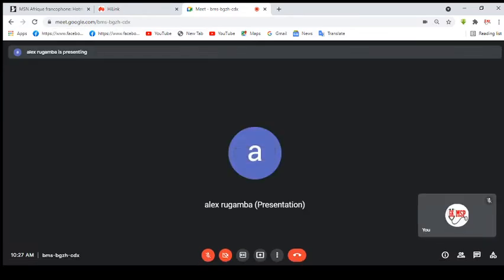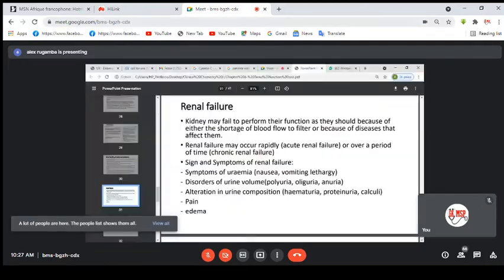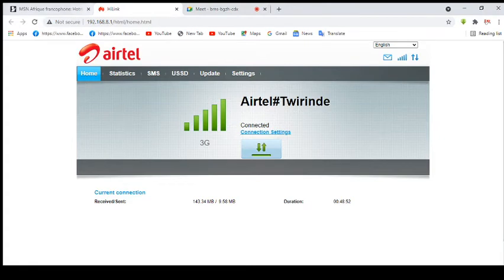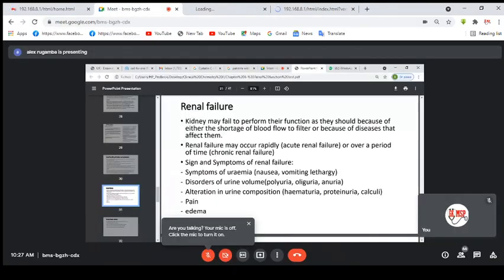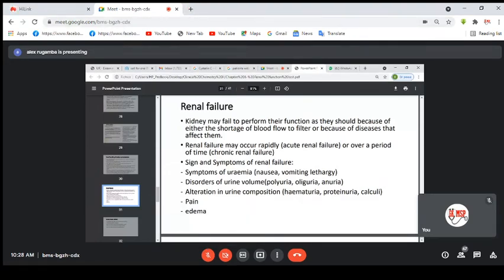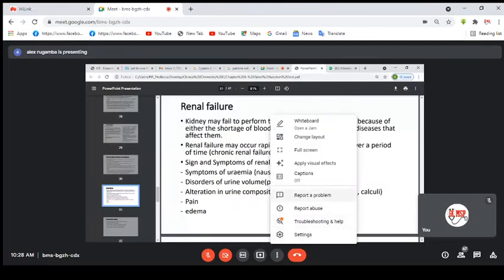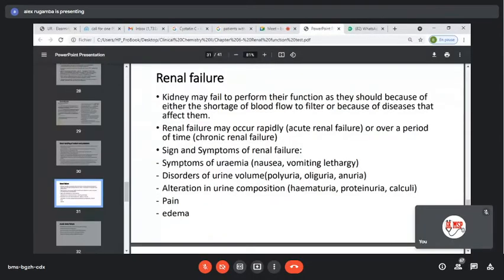That is called chronic. But if it is a trauma, for example, and it happens rapidly, it is called acute. So there are different signs and symptoms, and the disorder of urine output, like low urine output, polyuria, oliguria and anuria. This depends on the urine output.